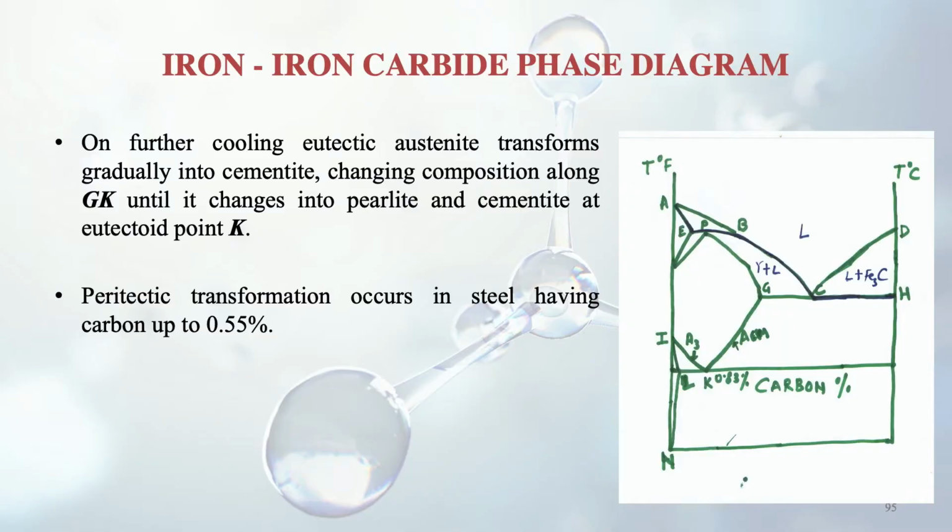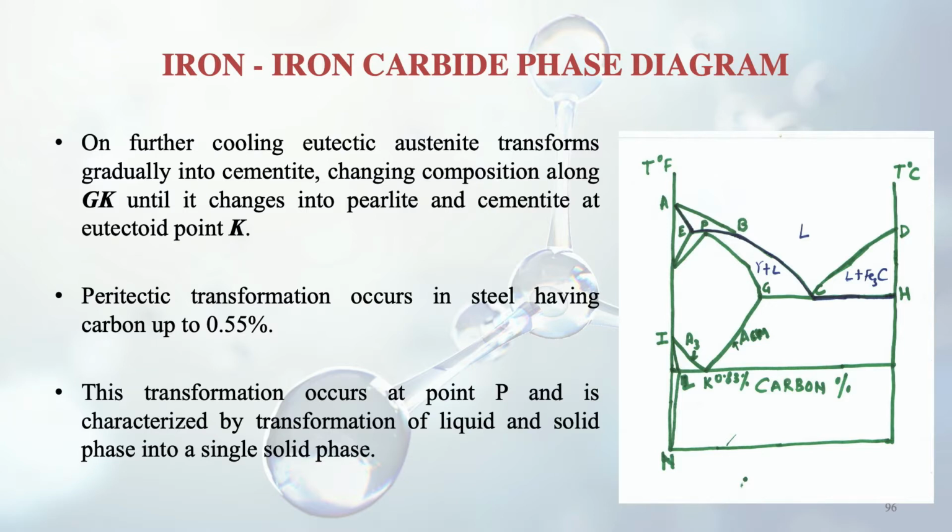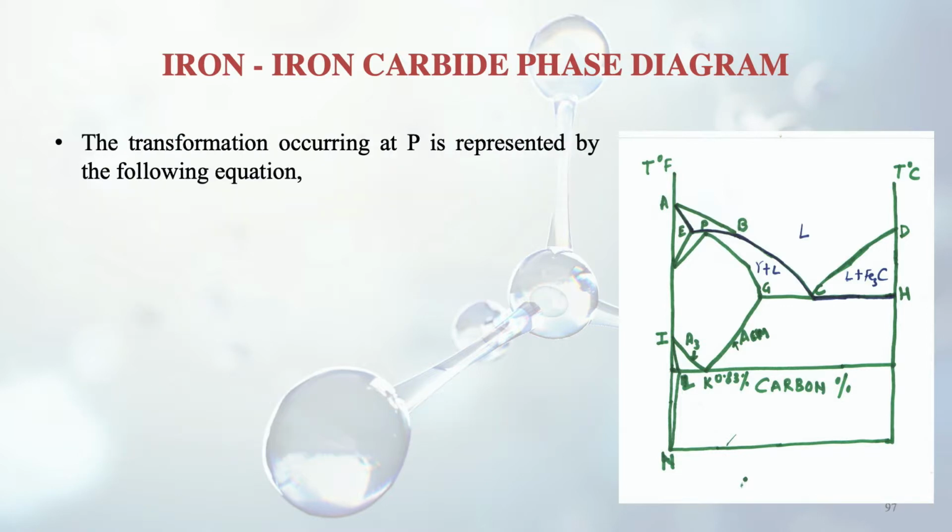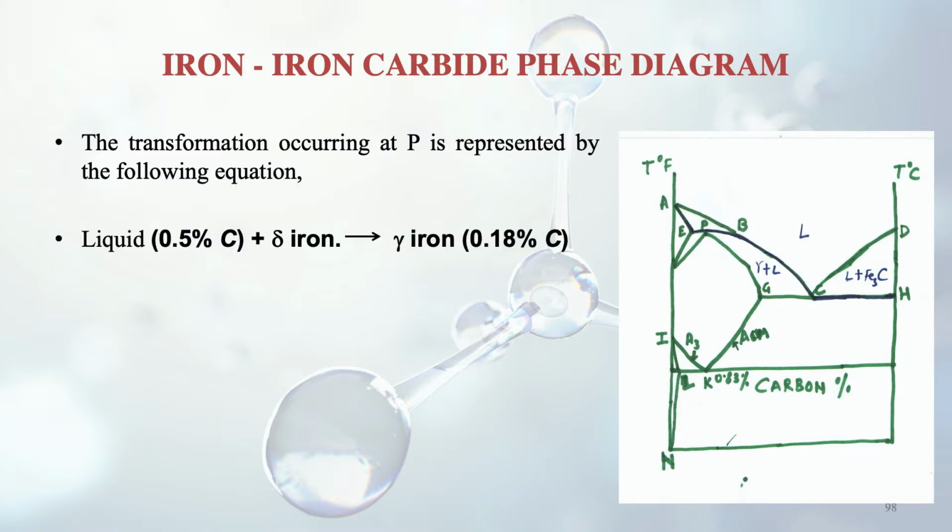So there is one more transformation, like we discussed the eutectic and the eutectoid. There is the peritectic also. Peritectic transformation occurs in a steel having carbon up to 0.55% only, so here the carbon quantity is quite less. This transformation occurs at point P. In the figure you have to find the point P, and it is characterized by transformation of liquid and solid phase into a single solid phase. The transformation occurring at P is represented by the equation: liquid with 0.5% carbon plus delta iron gives us gamma iron, which is austenite, and it contains 0.18% carbon.